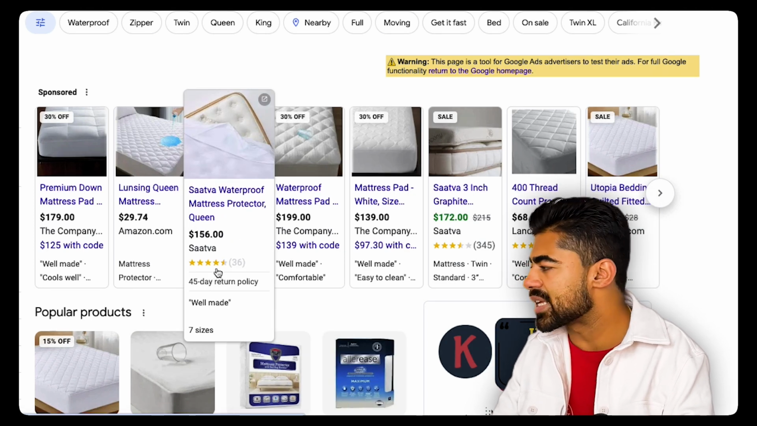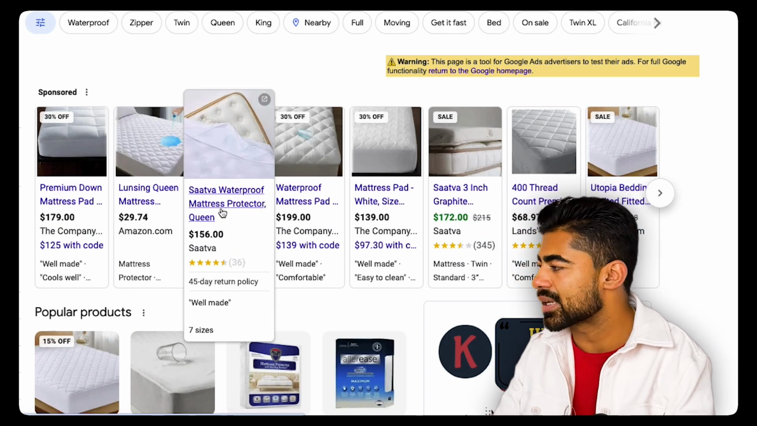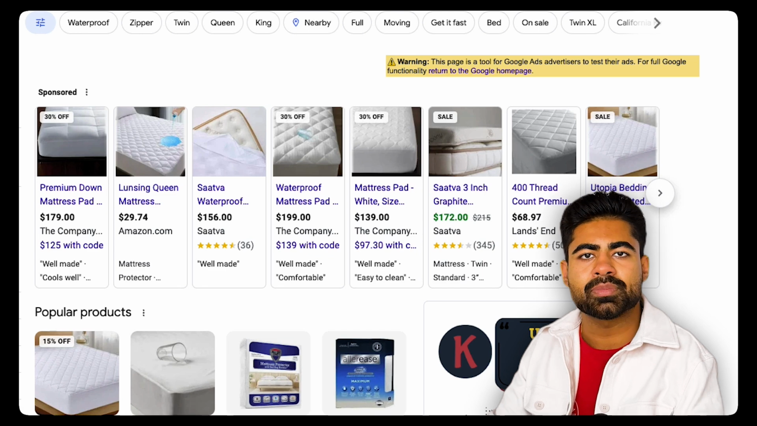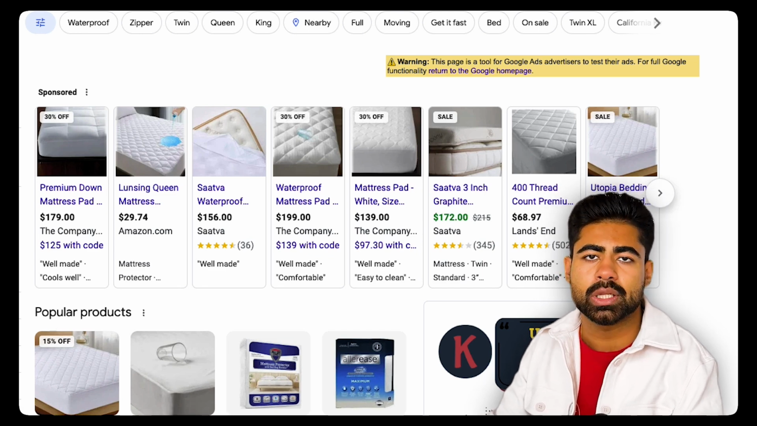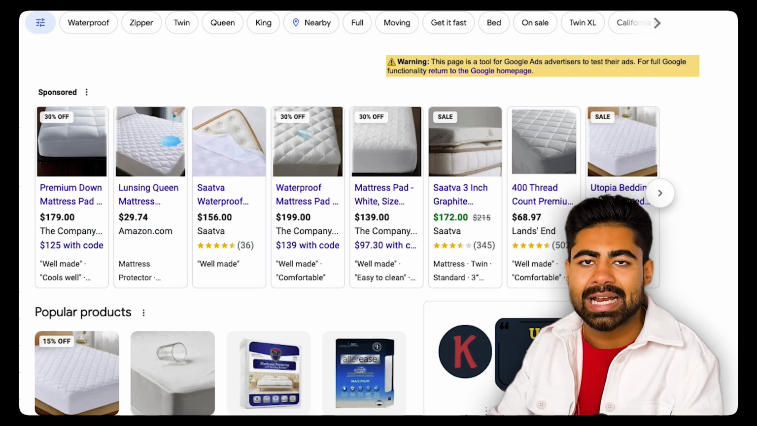Otherwise, none of these other things matter, like reviews, like having a good product title, etc. At the end of the day, it comes down to your product image and what you do in the Google Merchant Center, along with titles and prices, which helps your brand stand out from the competitors.